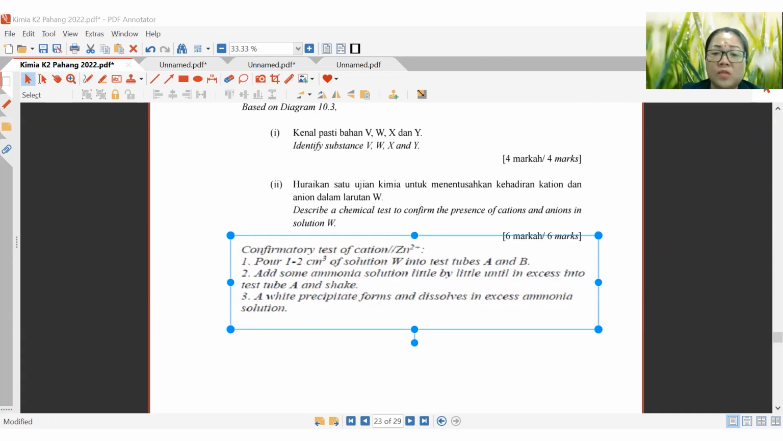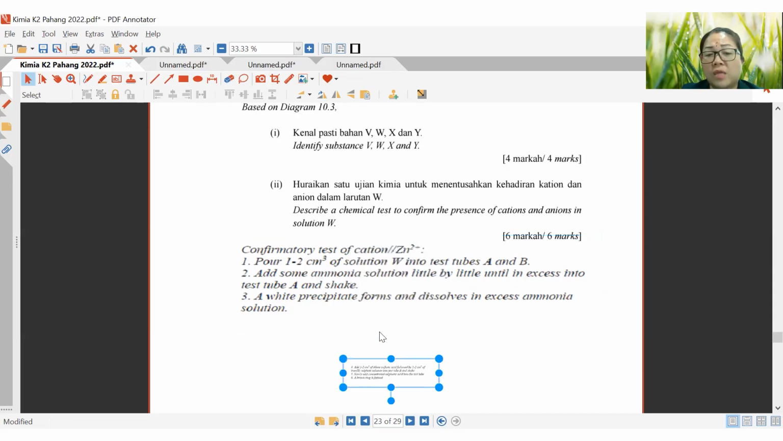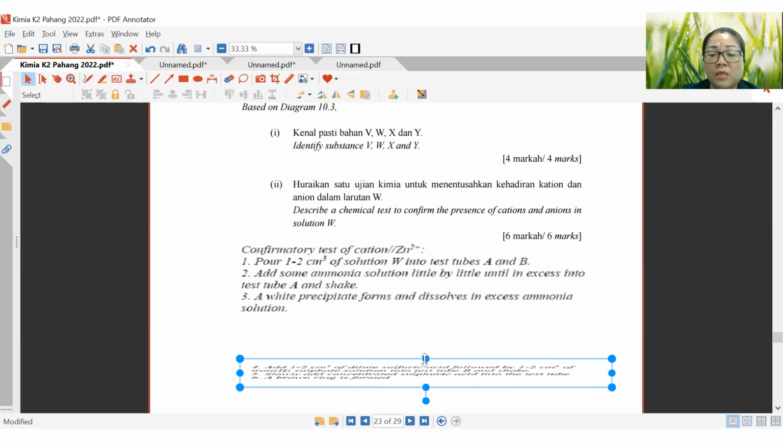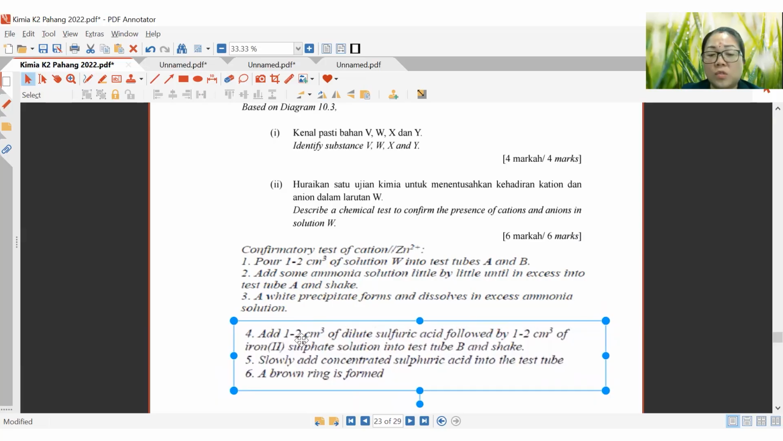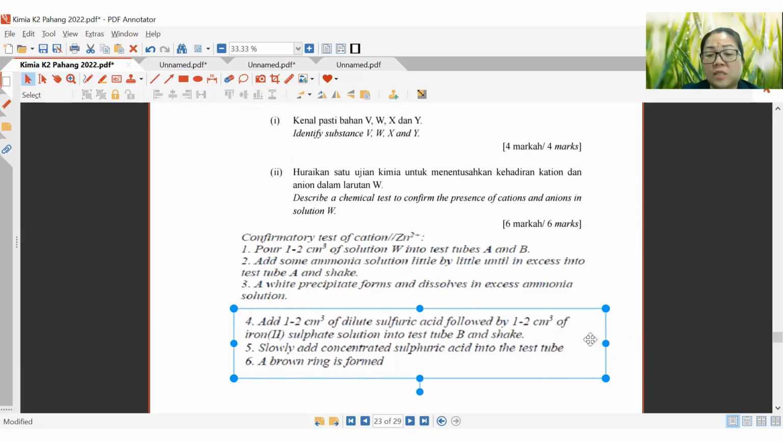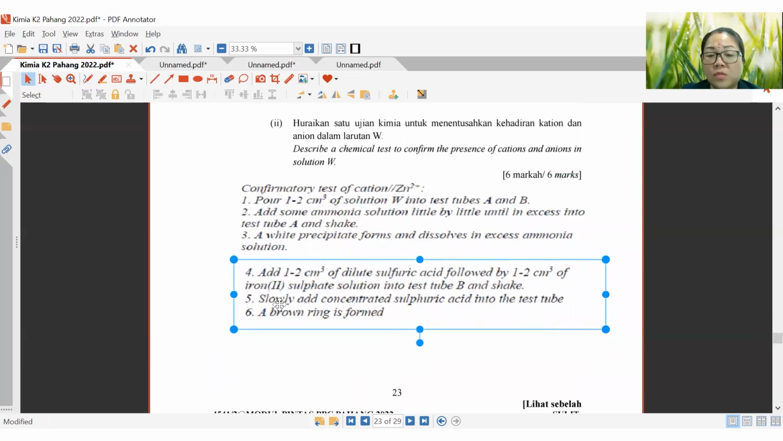Now as for nitrate, the first thing that should occur in your mind is always the brown ring test. Please remember nitrate is always connected to the brown ring test. And how do we do the brown ring test? Add 1 to 2 cubic centimeter of diluted sulfuric acid followed by 1 to 2 cm cube of iron 2 sulfate solution into test tube B and shake. Slowly add concentrated sulfuric acid into the test tube and a brown ring is formed.